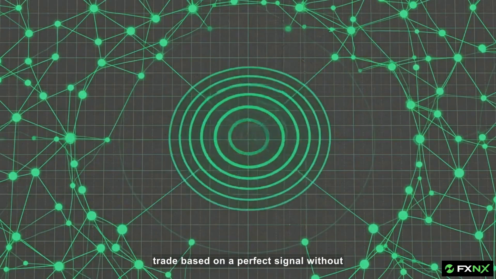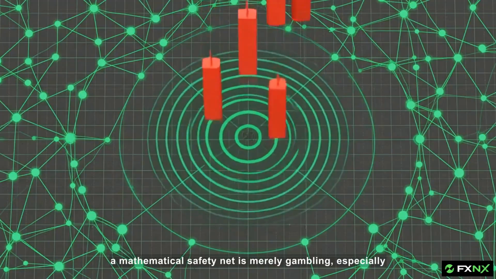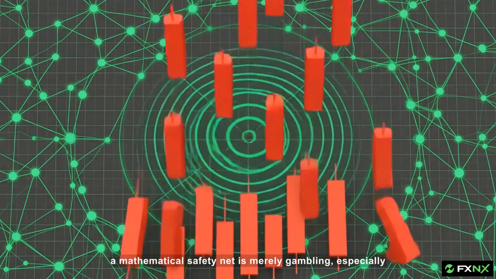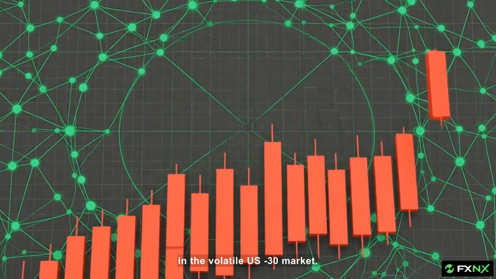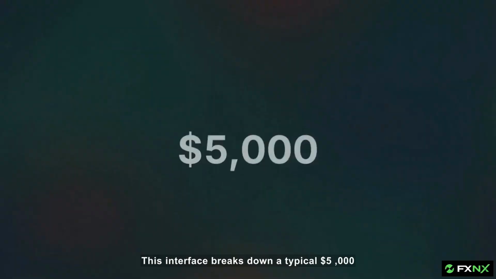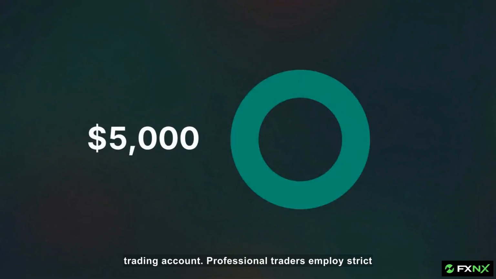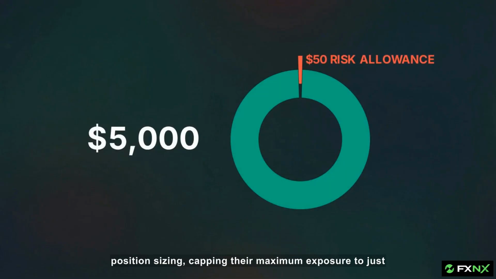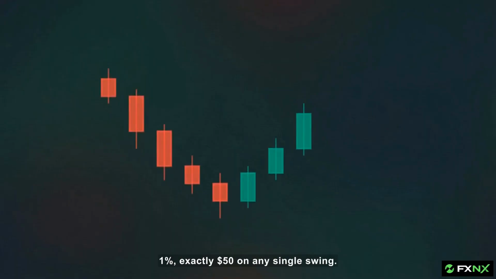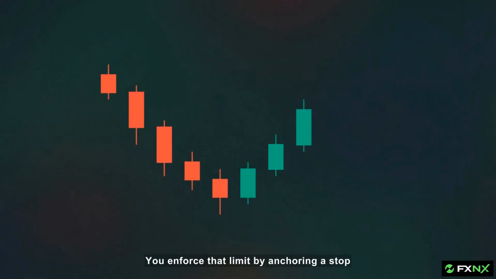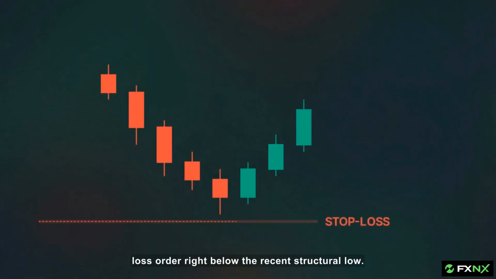Executing a trade based on a perfect signal without a mathematical safety net is merely gambling, especially in the volatile US30 market. This interface breaks down a typical $5,000 trading account. Professional traders employ strict position sizing, capping their maximum exposure to just 1%, exactly $50, on any single swing. You enforce that limit by anchoring a stop-loss order right below the recent structural low.